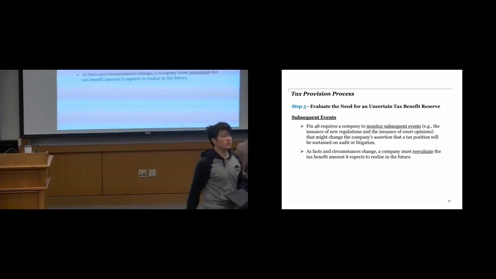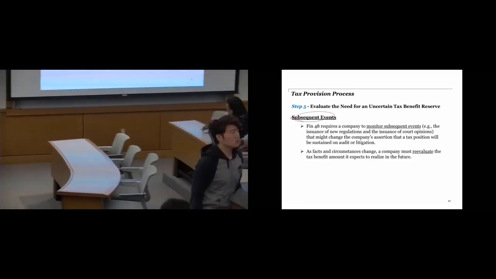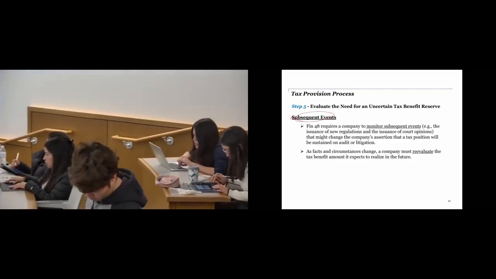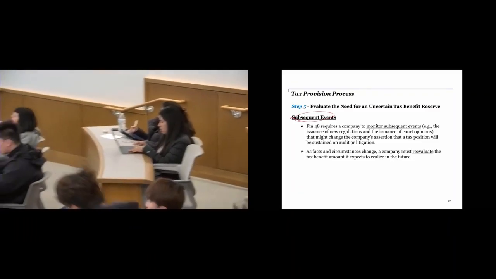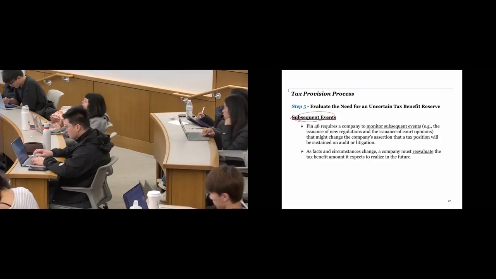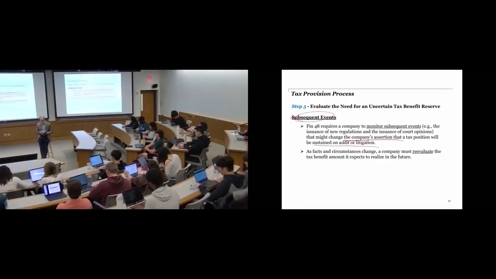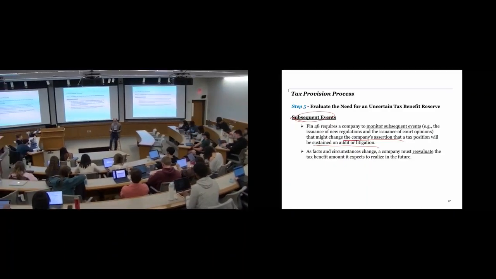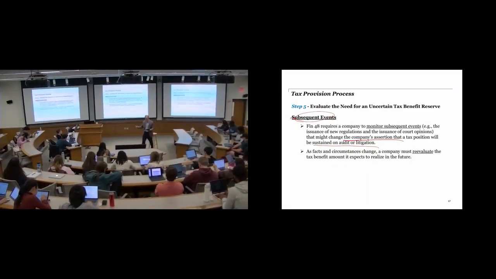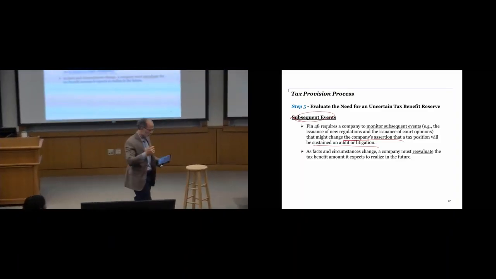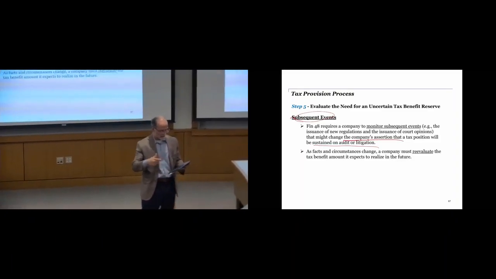Okay. Subsequent events. So FIN 48 requires a company to monitor subsequent events, those like the issuance of new regulations and the issuance of court opinions that might change the company's assertion that a tax position will be sustained on audit or litigation. If the facts and circumstances change, a company must reevaluate the tax benefit amount it expects to realize in the future.